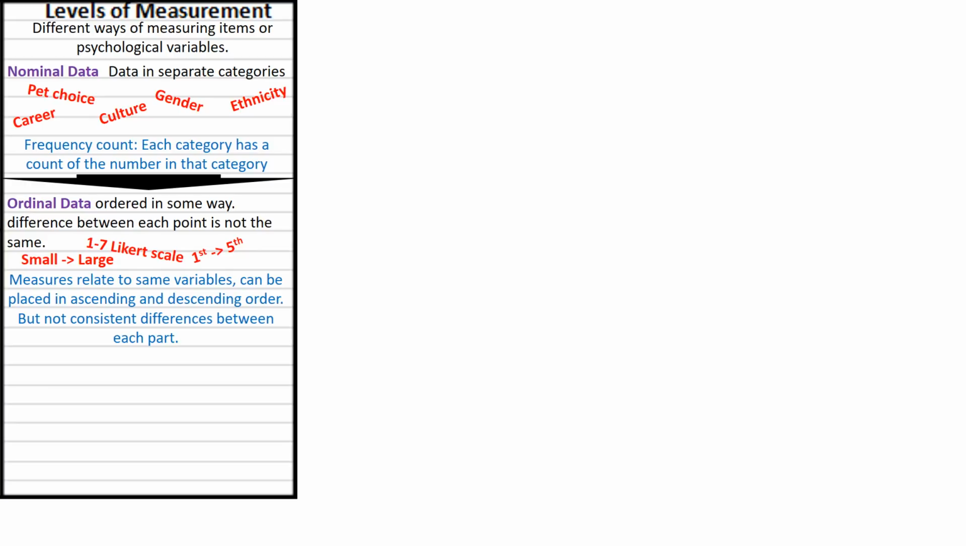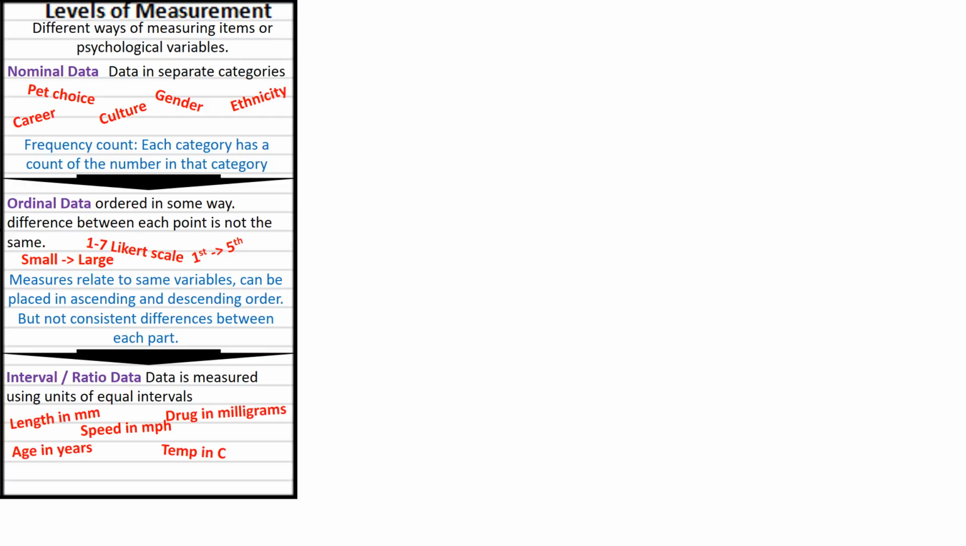Our next level of measurement will be interval or ratio data. Now interval and ratio data are different, but for everything we need to do in psychology we can treat them as the same. So interval and ratio data is data which is measured using equal units of measurement. So there's equal intervals between each point. So some examples will be millimeters. If you measure length in millimeters, 1 millimeter is half of 2 millimeters and 4 millimeters is double 2 millimeters. A drug in milligrams, speed in miles per hour, age in years or temperature.